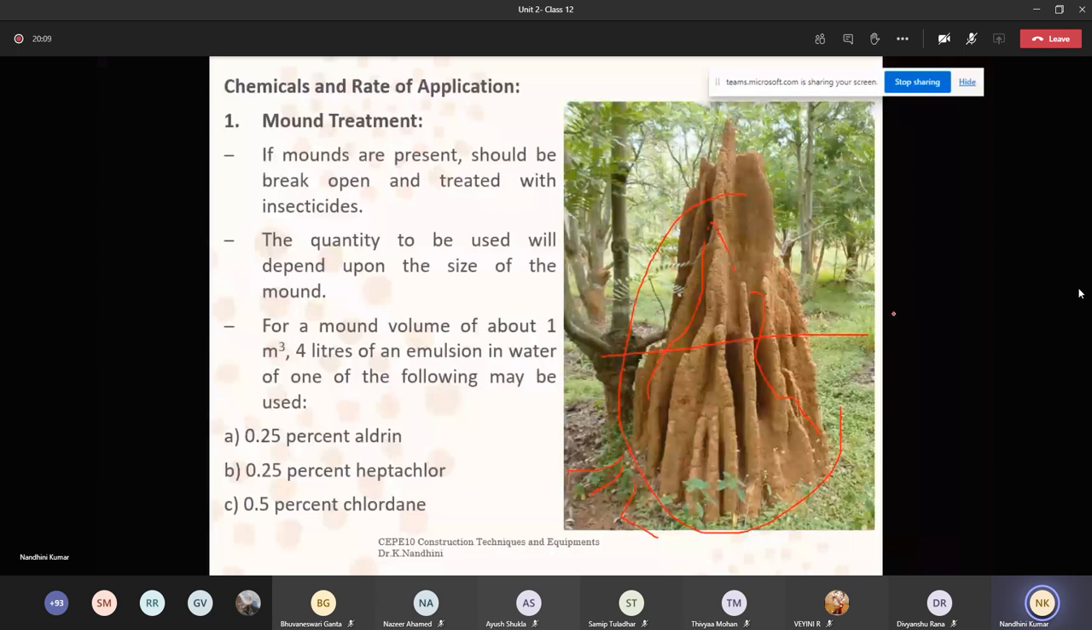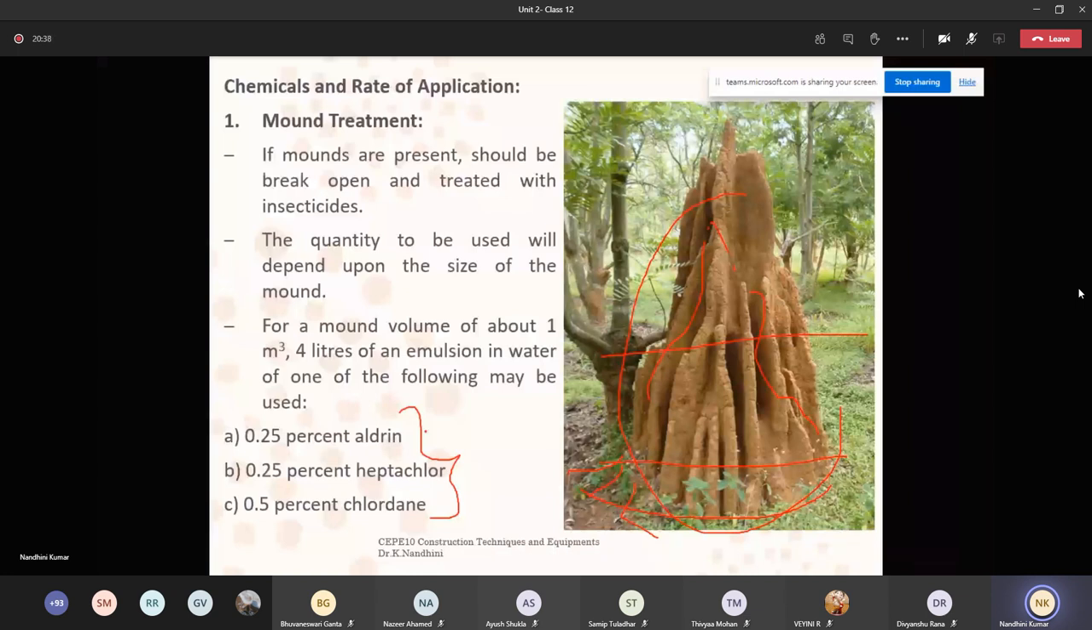The quantity to be used will depend on the size of the mound. For a mound volume of about 1 meter cube, we are in a position to spray 4 liters of emulsion. That is, for 4 liters of water, you are going to take 0.2 percent of aldrin, heptachlor or chlordane. Any of these three you are going to use.